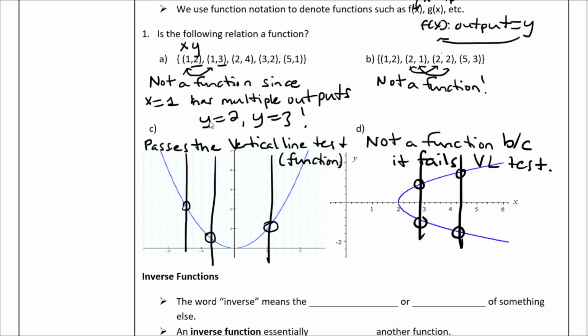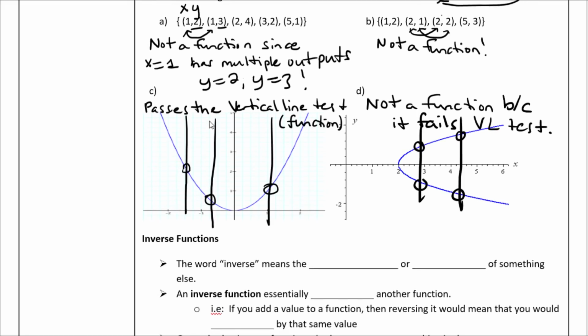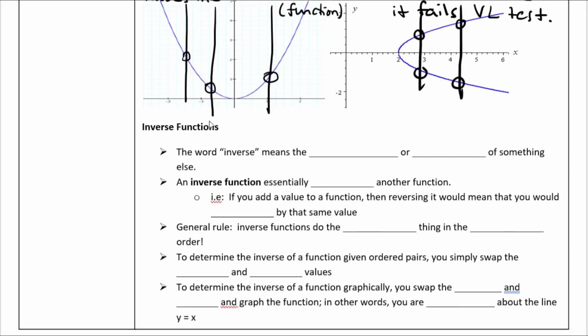Now, that's just a refresher of what you may have done before. So now we're going to look at inverse functions. So what is an inverse function? The word inverse means that you're doing the opposite or the reverse of something else. So in this case, an inverse function essentially means the opposite of another function. You're doing the reverse of the other function.